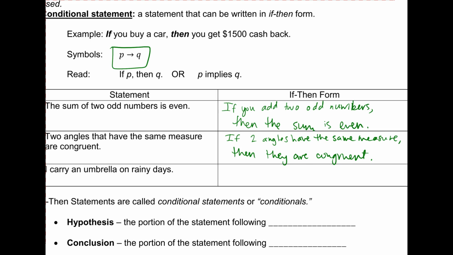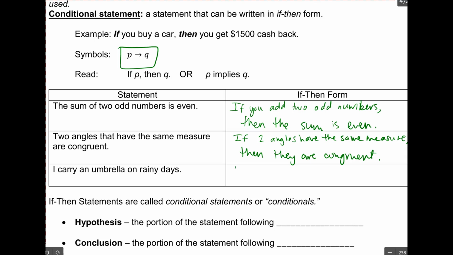All right, I carry an umbrella on rainy days. So how would I rewrite this one, Maya? If I carry an umbrella on days... That'd be fine. I could say if it is rainy. If it is raining, then I carry an umbrella. And it really takes practice to just be chill with this.